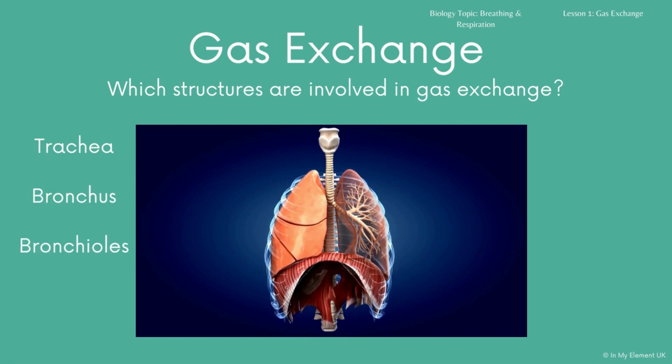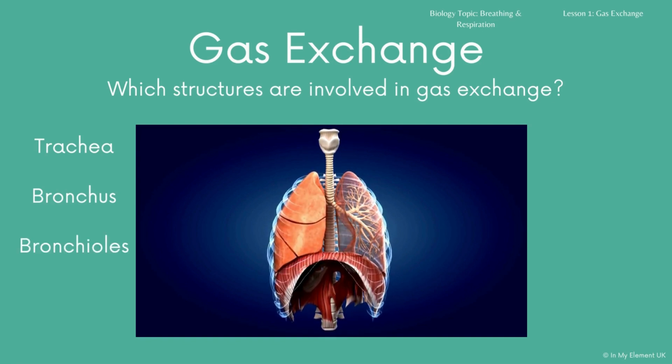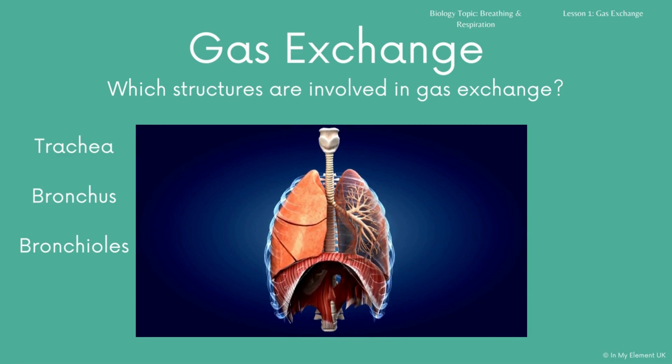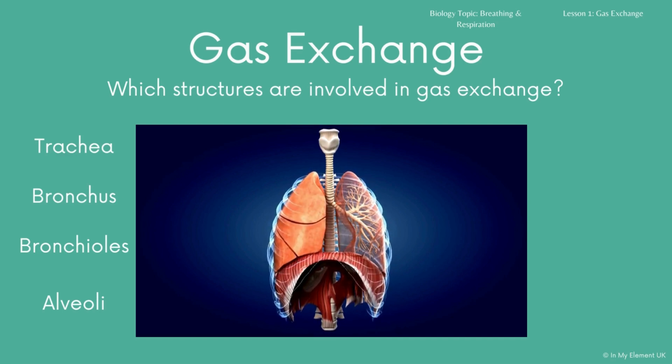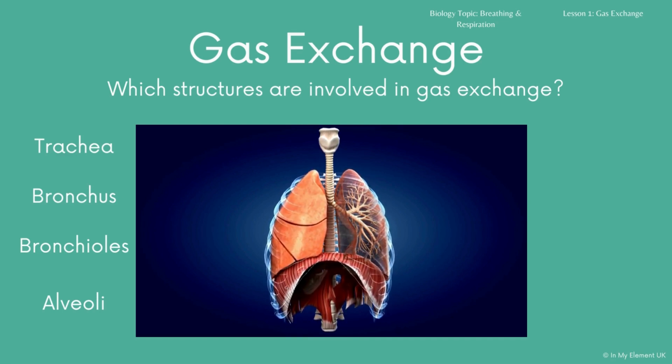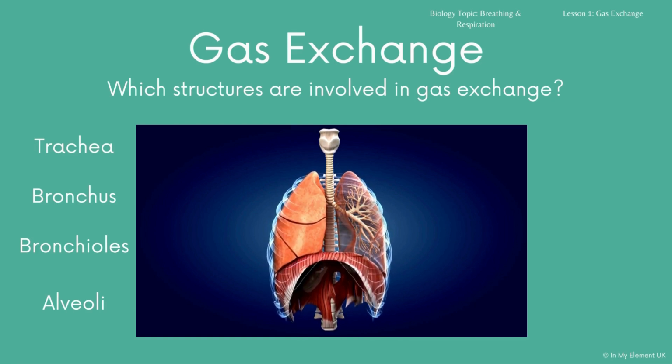Then you've got the bronchioles. As the name implies, they are linked to the bronchus and they will come off. Okay, they branch off. You've then got the alveoli. These are more commonly known as the air sacs, and these are at the end of the bronchioles. And this is where the gas that you have breathed in diffuses into the blood.